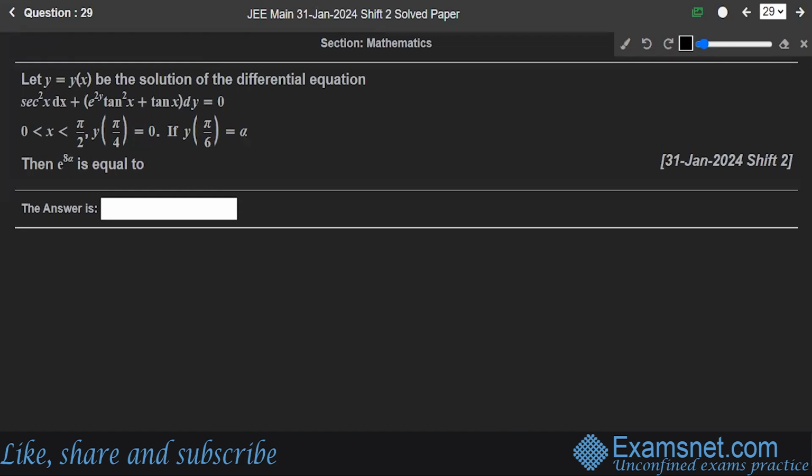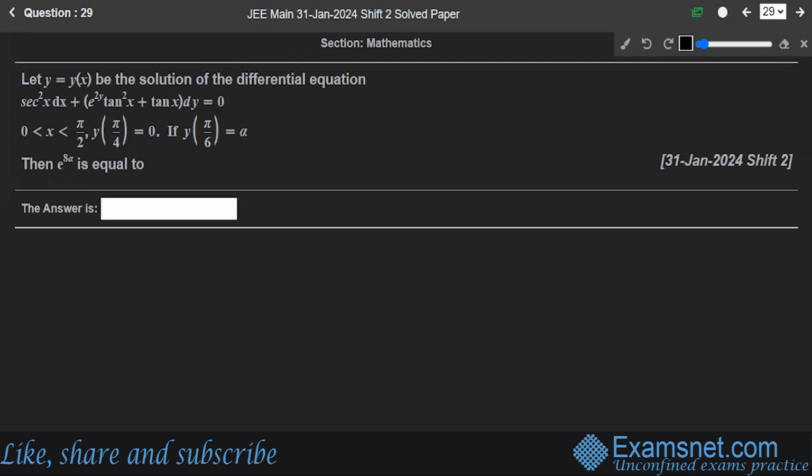Question number 29. It says y is equal to y(x), the solution for this differential equation for x lying in the first quadrant, 0 to pi by 2. Y of pi by 4 is equal to 0. You are given that if y of pi by 6 is equal to alpha, then what is the value of e raised to power 8 alpha? I will find out alpha, so I'll get my answer. So you have to find y of pi by 6. You are given y of pi by 4 is equal to 0.